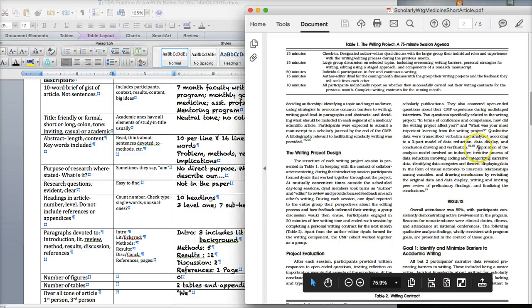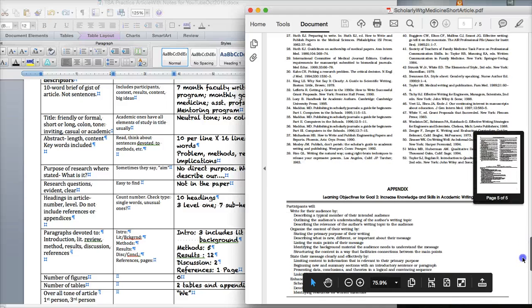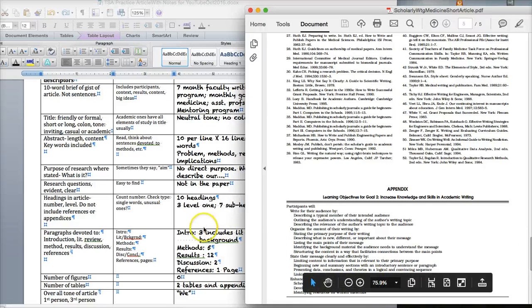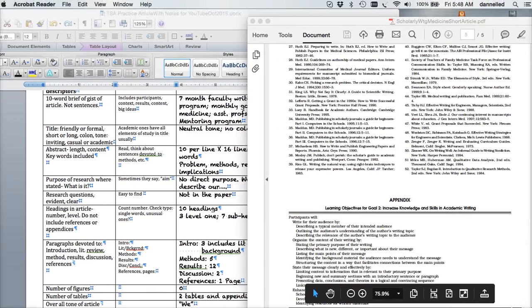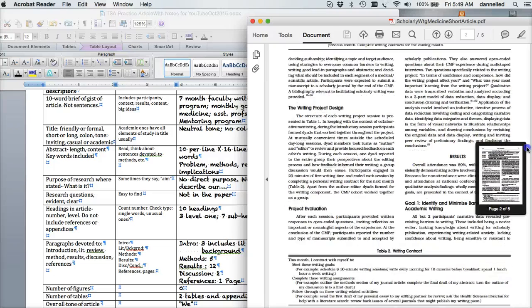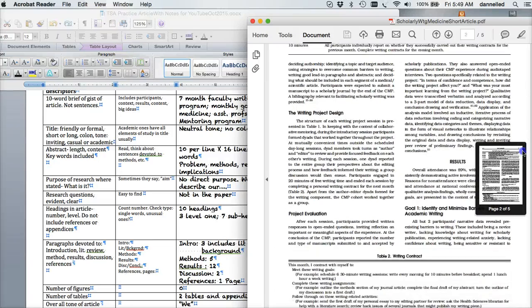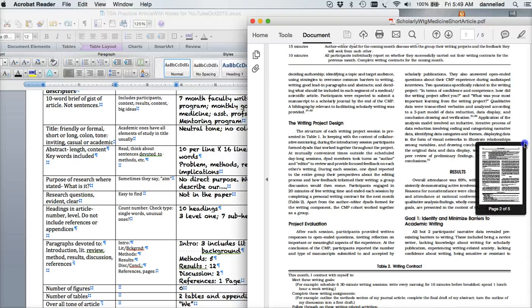Discussion is only 2, and the references are approximately 1 page, because it's hard to do paragraphs, but the references seem really long, and that's very interesting. There's no figures. There's 2 tables and appendix, so you can put in tables. I think the tables are interesting in terms of the kind of information they give. They give the structure of the sessions, and they also give the contract that they had with the faculty, which is interesting.